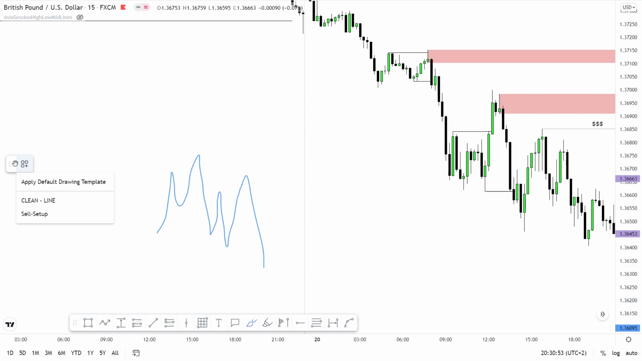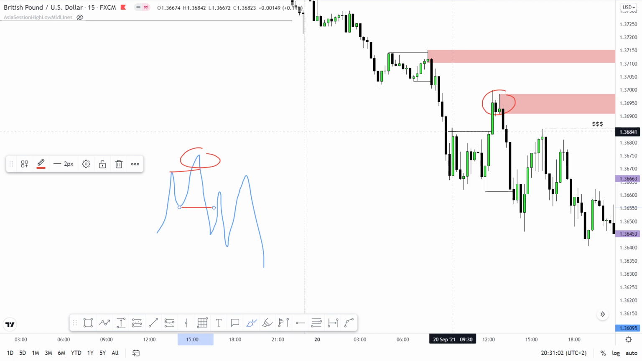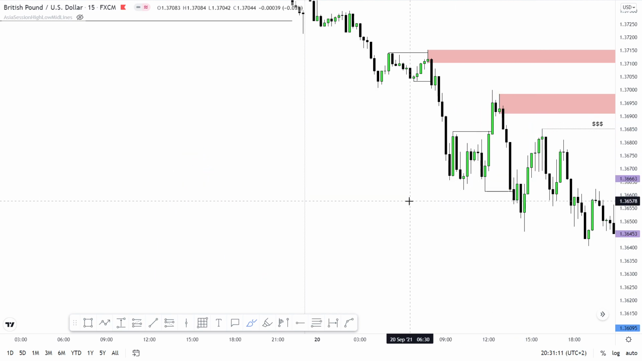Let's see, can we change the color? This one right here is basically this one, and then this high and this low is basically this one and this one, and then this inducement right here is basically this one, right? This one right here. So fine, now we got that out of the way. This was my sell setup.